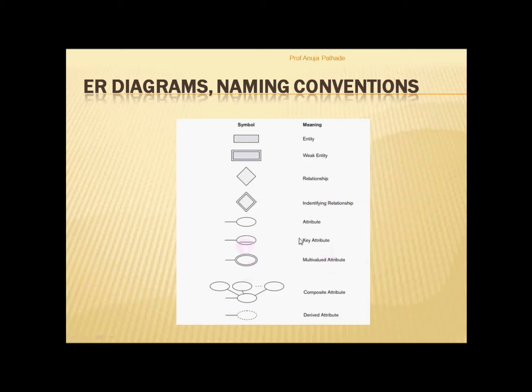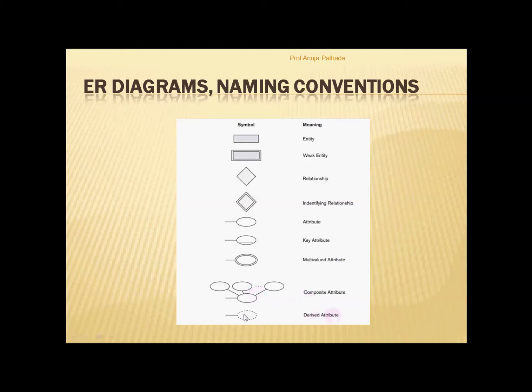This is the key attribute. This may be the key of any table. That's why we are going to underline that attribute. This is the composite attribute. For example, a composite attribute example is address. Suppose here is the address. Address has more attributes again, like city, street, pin number. Likewise, address is the composite attribute.